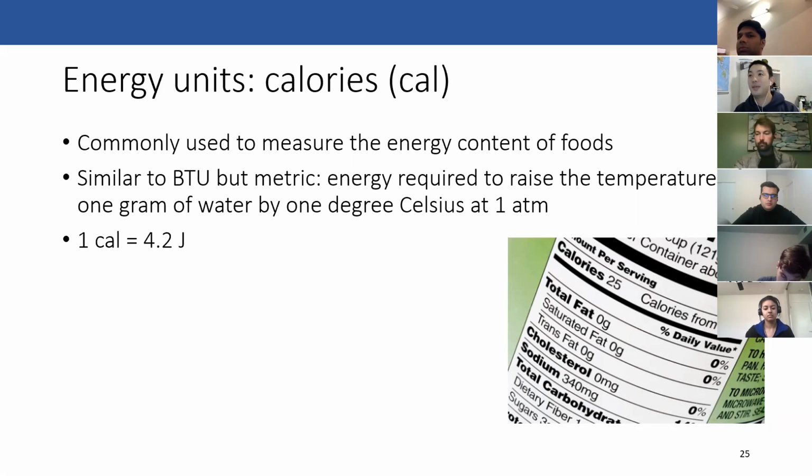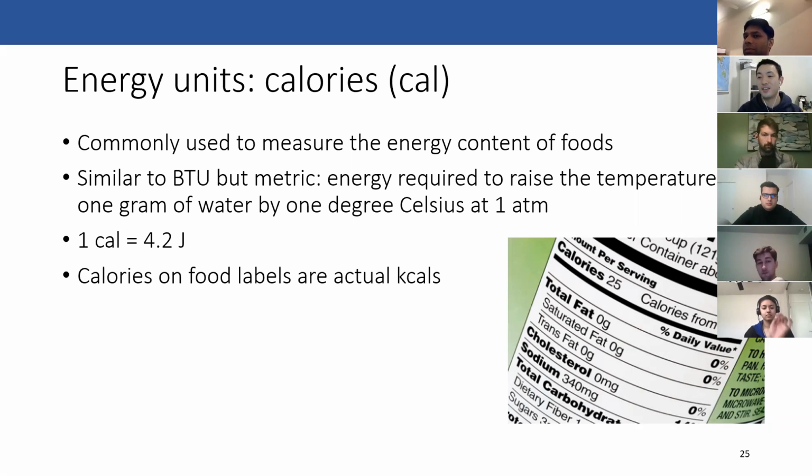One important thing to keep in mind is that when we talk about food calories, it's a little bit more confusing, because calories on food labels are actually kilocalories. And so on this nutrition fact label that you see right here, this 25 calories is actually 25,000 calories. It's not just 100 joules worth of energy. It's actually 100,000 joules worth of energy. Okay.